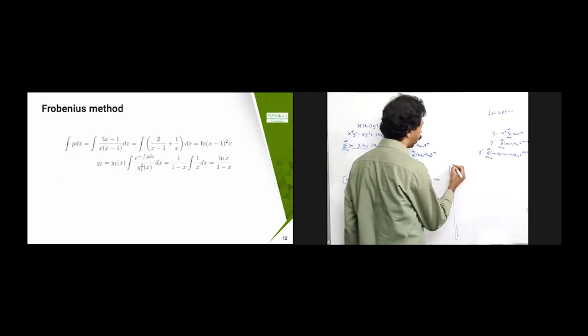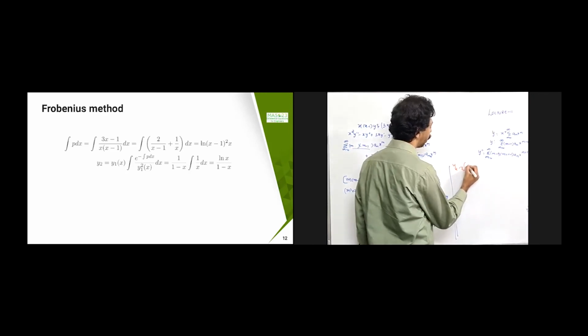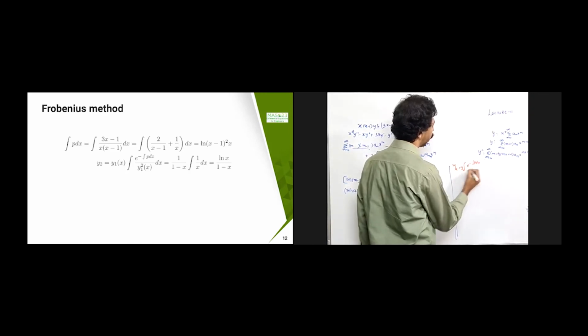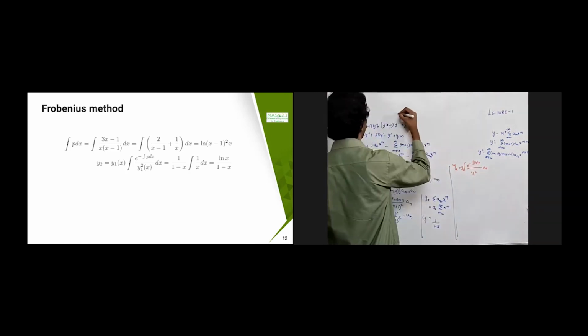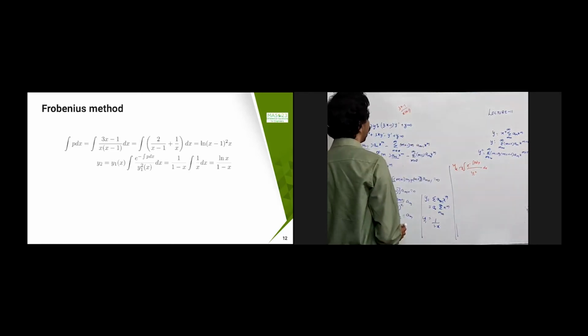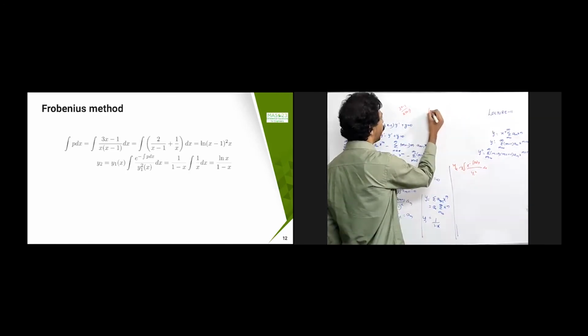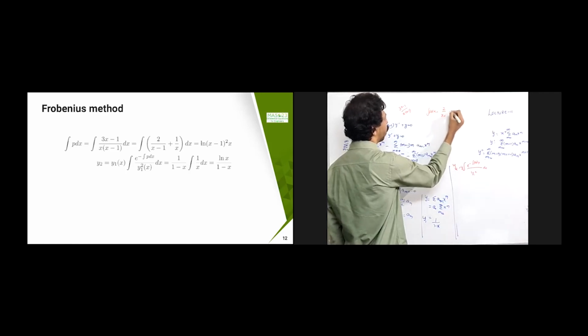Now y2 you got to find. Y2 is going to become like integral y1 into e power minus p dx divided by y1 square into dx. Now what is p? P is going to be 3x minus 1 divided by x into x minus 1. Okay, so therefore what you are going to get? You are going to integrate p dx. So p dx is going to become like 3x minus 1 by x into x minus 1, that I can write as 2 by x minus 1 plus 1 by x.